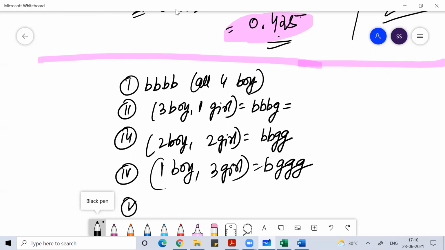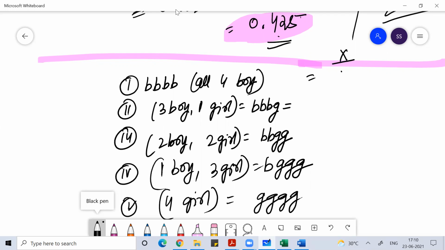It can be all 4 girls. I hope you understood. So all 4 boys, there's only one way. There's only one way for that. There's only one way. 3 boys, 1 girl: this is 4 factorial by 3 factorial. There's 4 ways there. Total 16 cases will be there.